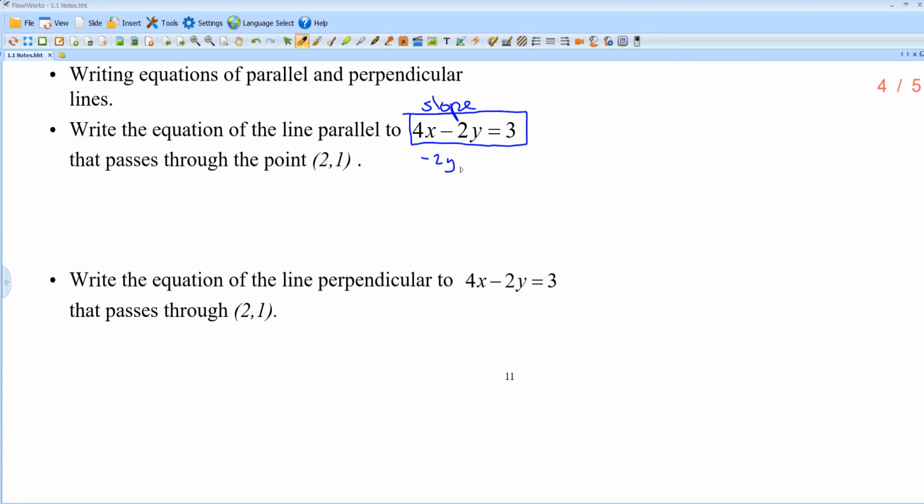I get negative 2y equals negative 4x plus 3. And I'll divide by the negative 2. So y equals 2x minus 3 halves. You don't really care what this is because all I needed from this was this 2. So the slope of this line is 2. And I want something that's parallel, which means it's going to have the same slope.